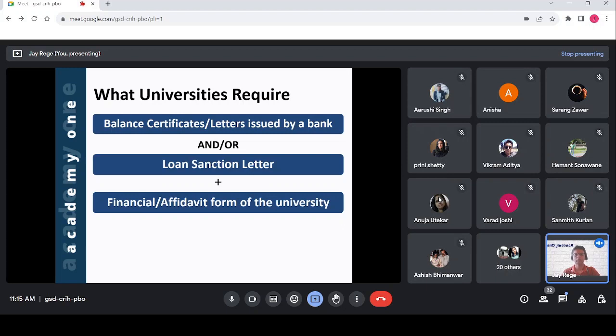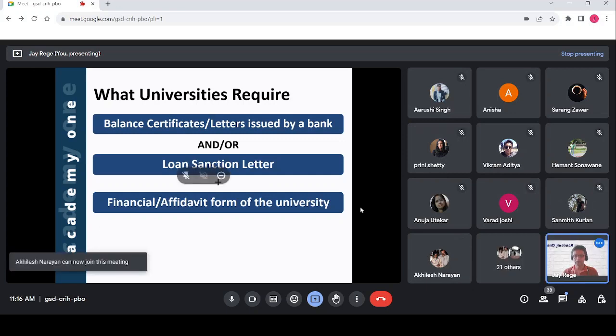So, for example, if a student is showing both parents as sponsors, then both parents would have to sign as sponsors on the form. The affidavit form basically just indicates that as a parent or as a sponsor, you are willing to support the student's education because the funds are not in the student's account. It is a small declaration that the university takes from the payer or from the sponsor, whoever it is, which says that yes, as a sponsor, I'm willing to support the student's education.